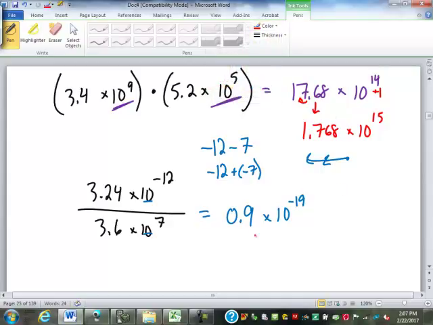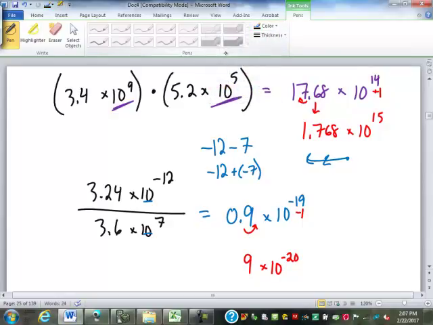Now we still have to move that decimal point. This is going to be 9 times 10 to the... Now the number got larger from 0.9 up to 9, so the power gets smaller. So negative 19 minus 1 gives us negative 20. Good.